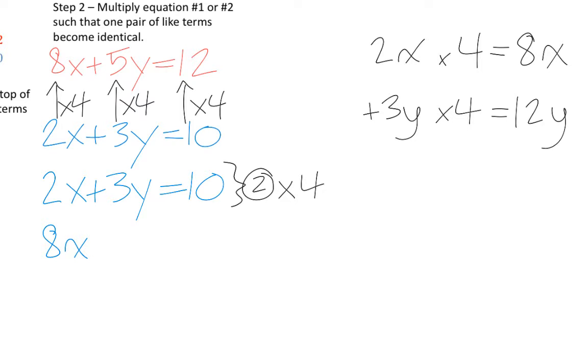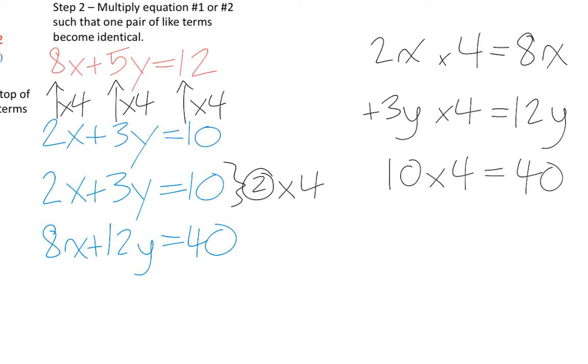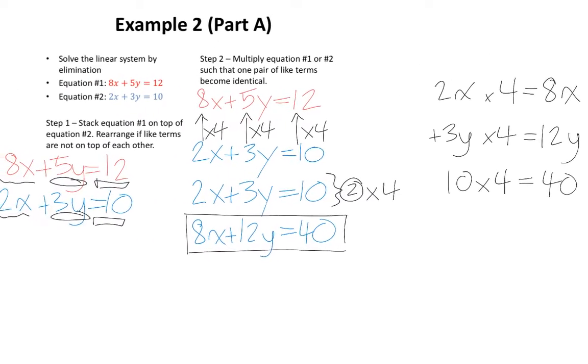And I'm going to write that down over here. I do need to add a plus sign beside these two terms. And last but not least, I have 10 multiplied by 4, which becomes 40. So I'm going to write 40 over here. So 8x plus 12y equals 40 is your new equation 2. I'm going to show you all the work that was required for this section.